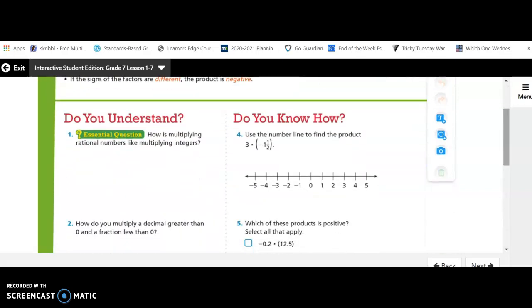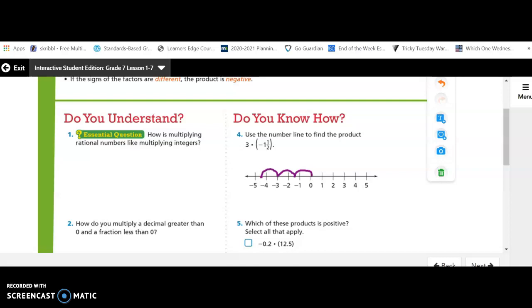Okay. And notice here, they ask us in number 4 to practice that number line method. And so if I'm going in 3 groups of negative 1/2, I'm going to the left 1/2, 1.5, and so we see that we should land at negative 4.5, but let's just double check that. And let's look at how we could multiply this out.